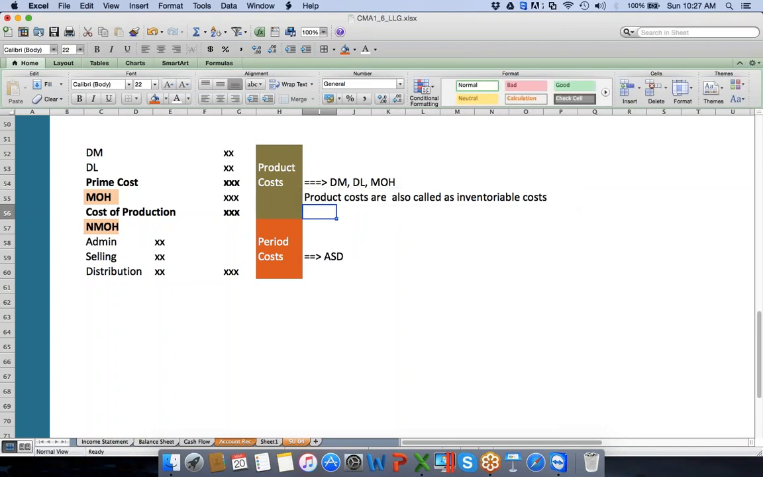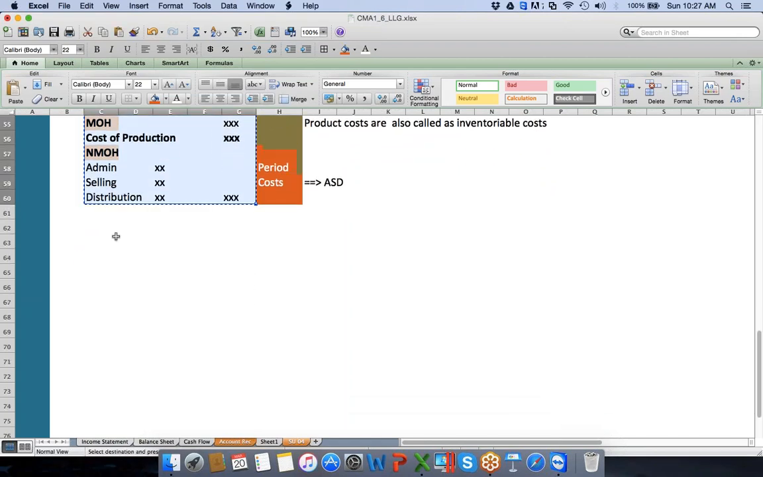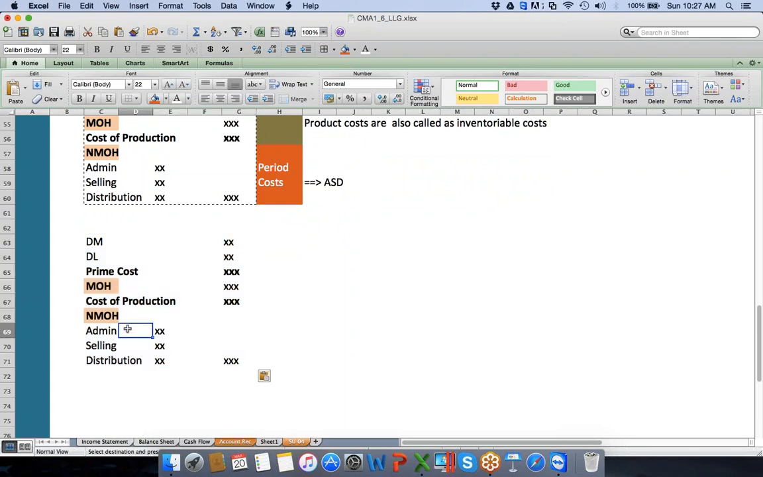Product costs are also called inventoriable costs. Why do we call them inventoriable costs? Let me give you an example. So far, what we know is what is product cost and what is period cost.